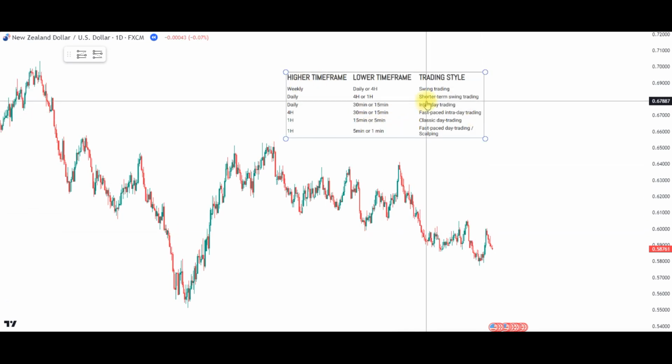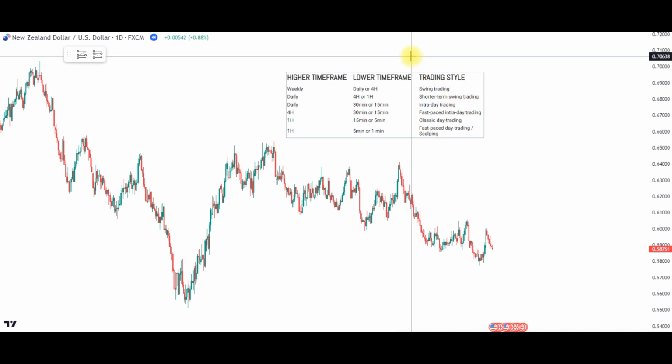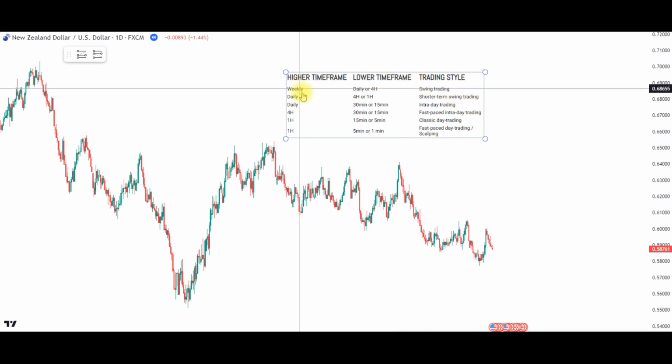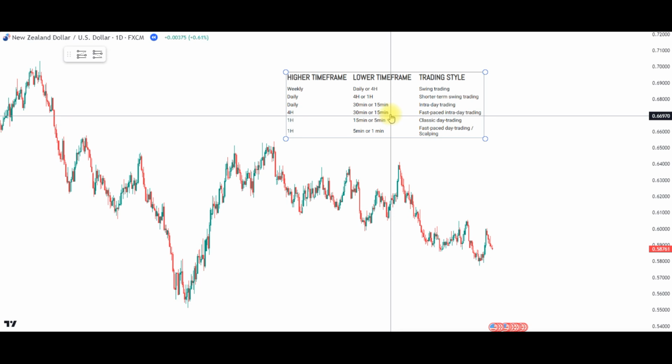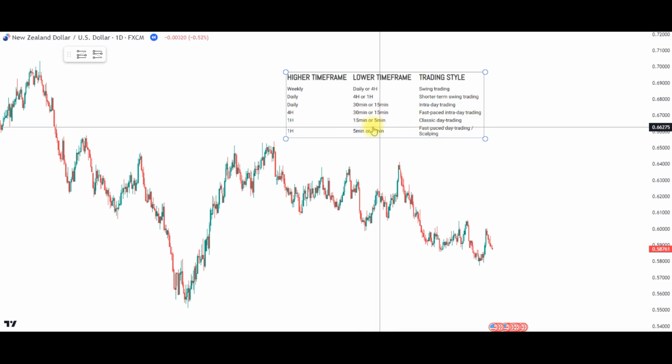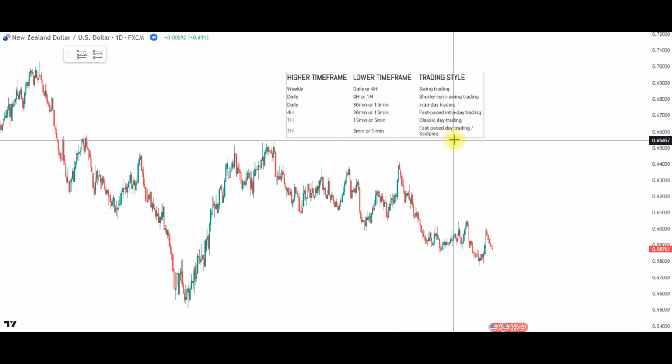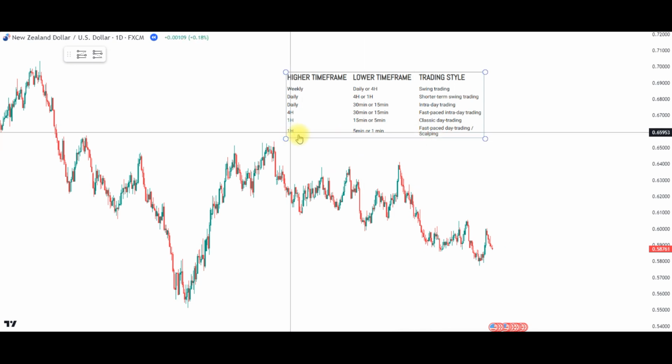What we have here is an example of different trading styles. As a swing trader, you usually analyze on the weekly chart first and then go lower to the daily or 4-hour chart. In intraday trading, you usually start the analysis at the daily or 4-hour chart and then look for entries at the 30 or 15 minute chart. Classic day trading uses the 1-hour chart and then entries at 15 or 5 minutes. And the fastest kind of trading, scalping, analyzes at the 1-hour chart first and then goes to 5 or 1 minute for entries.